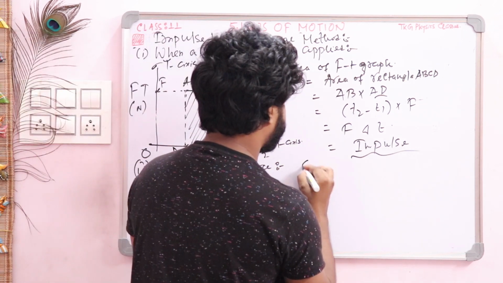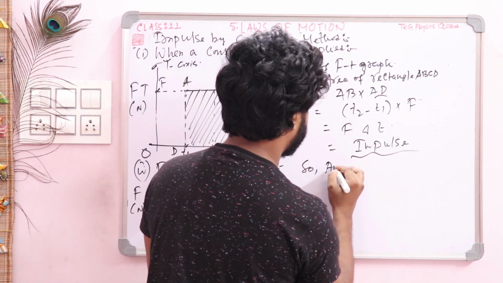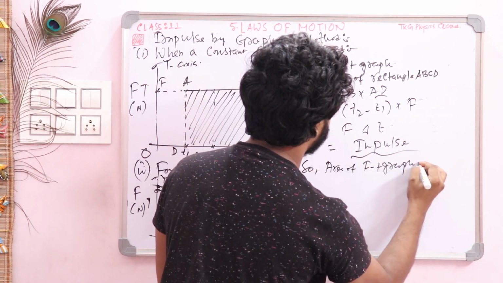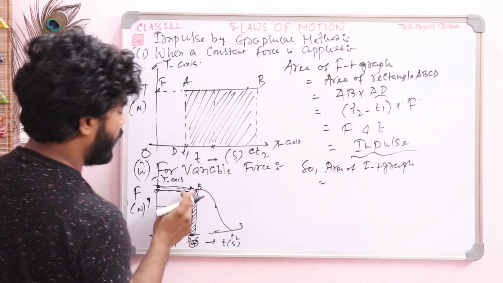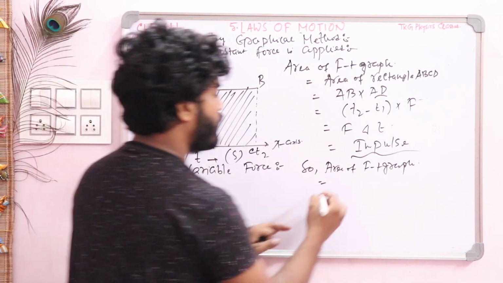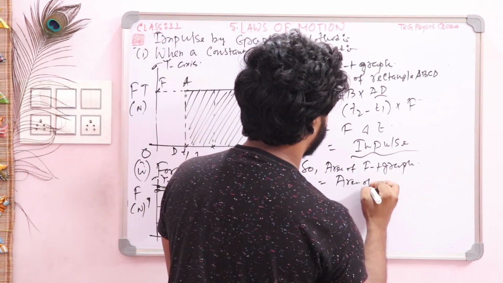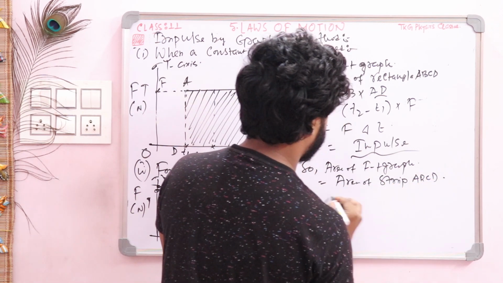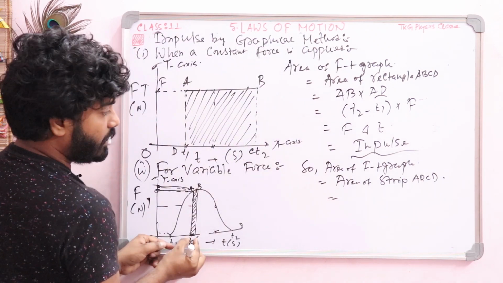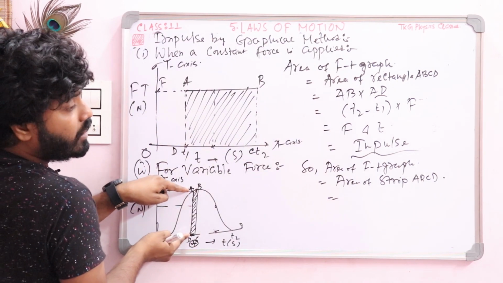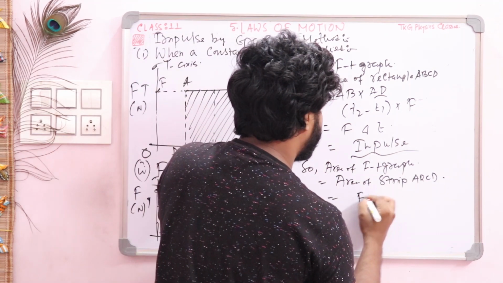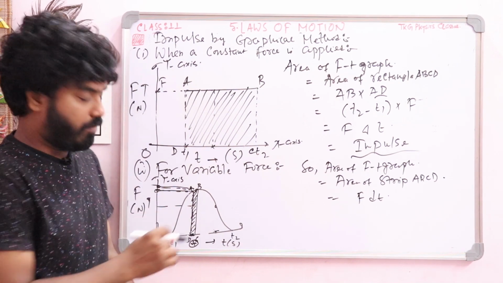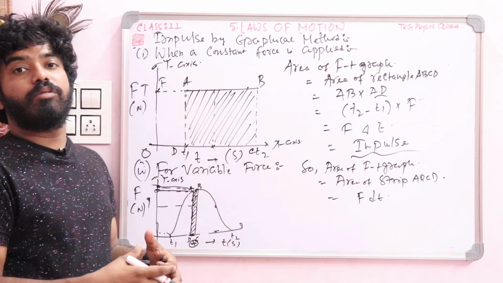So the area of the F-t graph for variable force: at first you find the area of strip ABCD. Area of strip ABCD will be, this length is dt, and this length is force. So this will be F into dt, and this is the area, this is the impulse for this region. Now the question is, how do we find the total impulse?